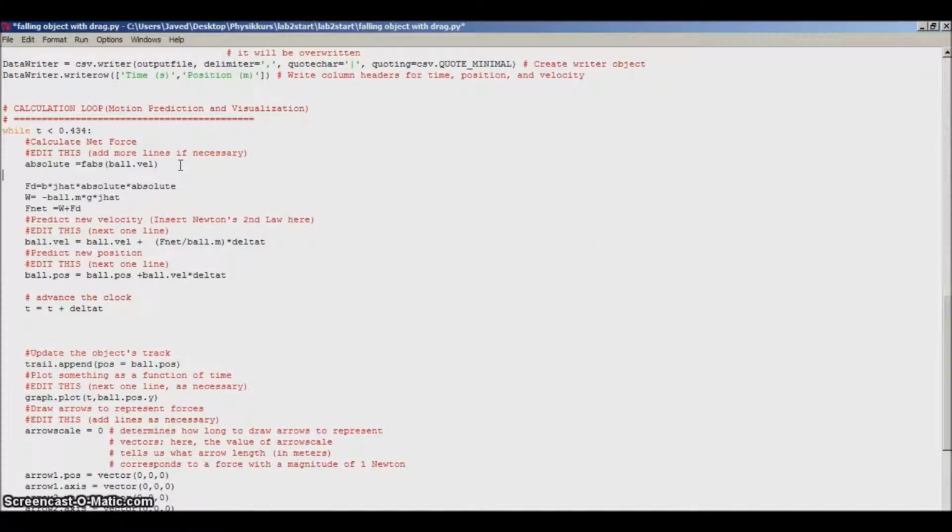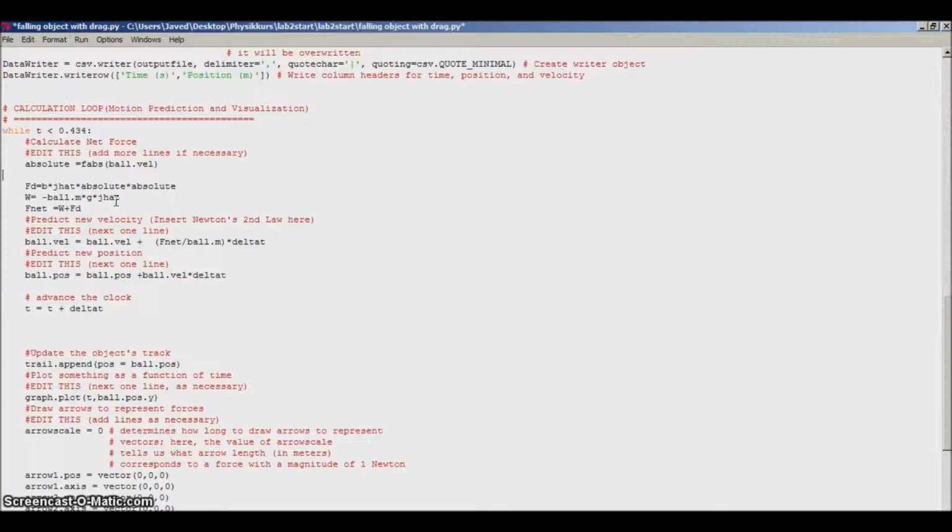Next, I made a computer model for the motion of the free-falling object with drag. For that, I calculated the drag force, which was supposed to be proportional to the square of the object's speed, which is the absolute value of the object's velocity. The drag force is also acting in the opposite direction of the motion, so it's acting in the positive y direction. That is why the j hat vector is used.